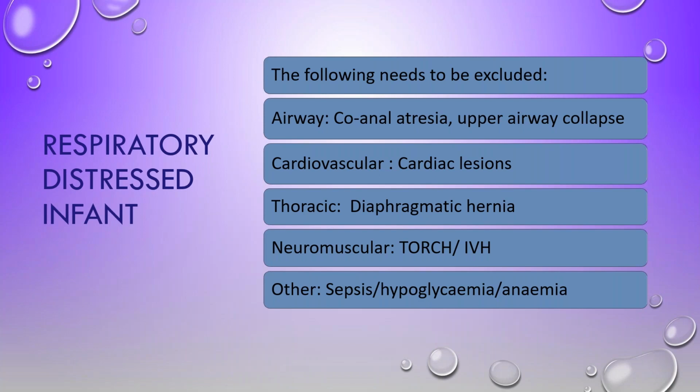Remember that the research is showing us intraventricular hemorrhages mostly happen in the first 24 to 48 hours of birth. And then other problems such as sepsis, hypoglycemia, anemia, and hypothermia.